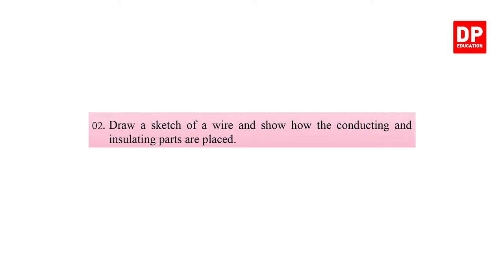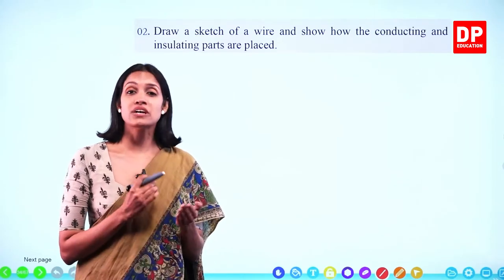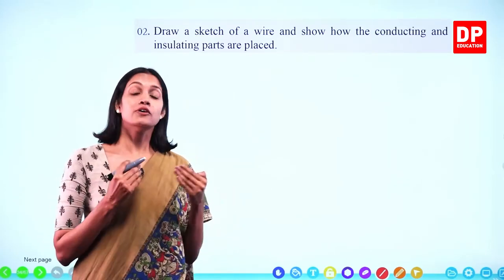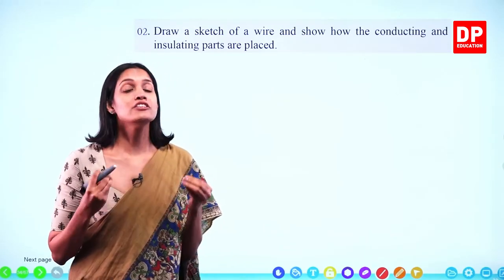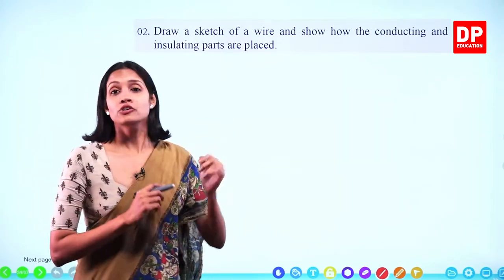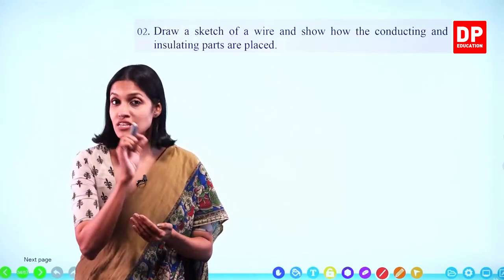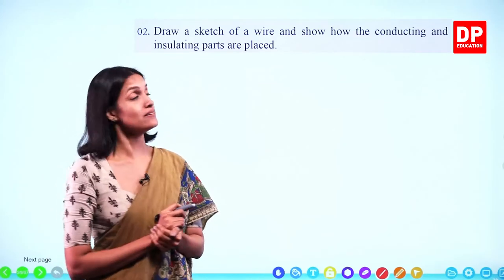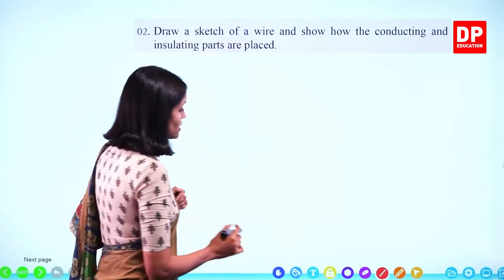Number 2. Draw a sketch of a wire and show how the conducting and insulating parts are placed. Do you remember we did this activity to study conductors and insulators? Now, conductors are the materials that conduct or carry electricity, and insulators do not carry electricity. Now, when you consider the wire, you all know that the conductive wires are covered with a plastic cover. This part is an insulator, right? So, we have to draw that type of wire and label them. We will draw that now.